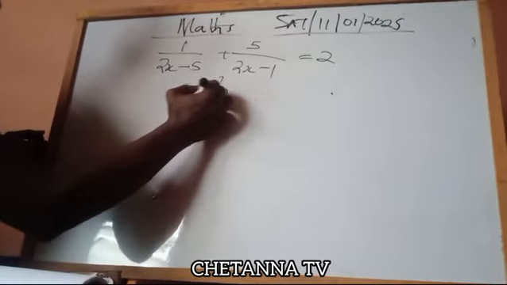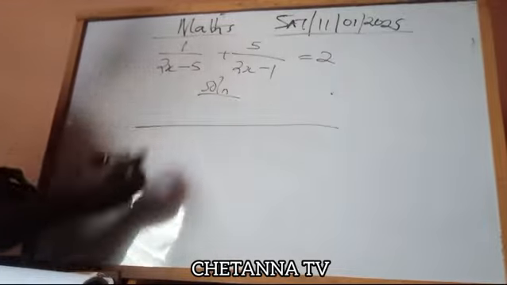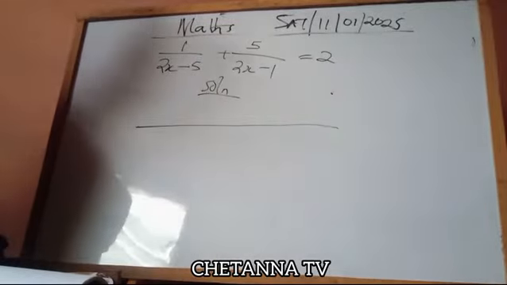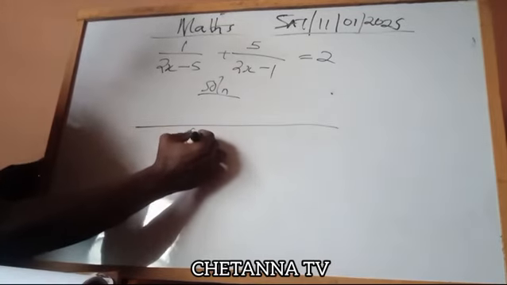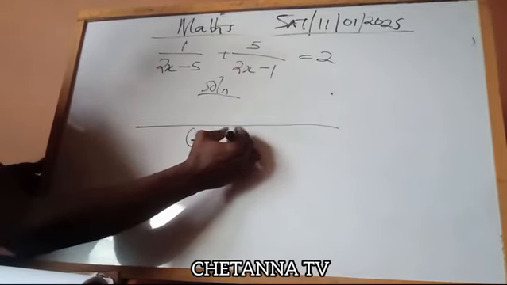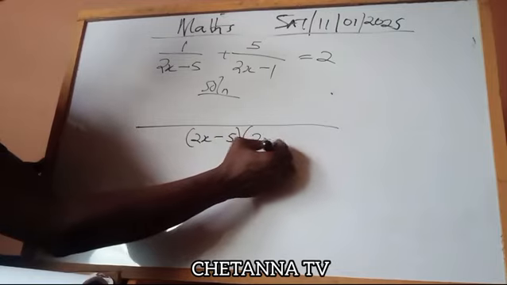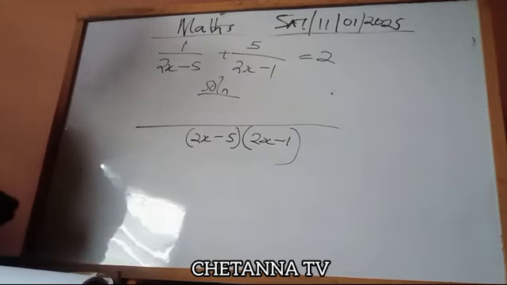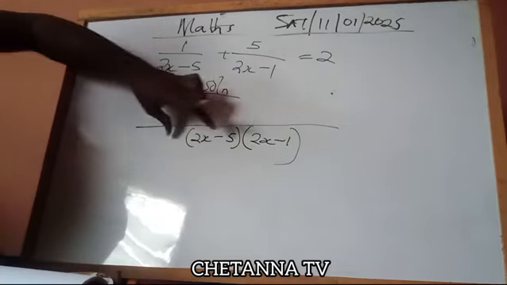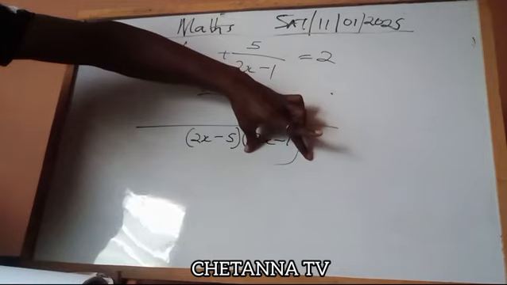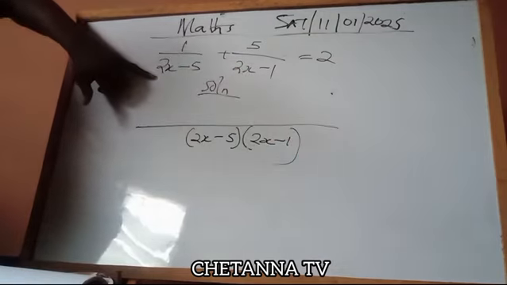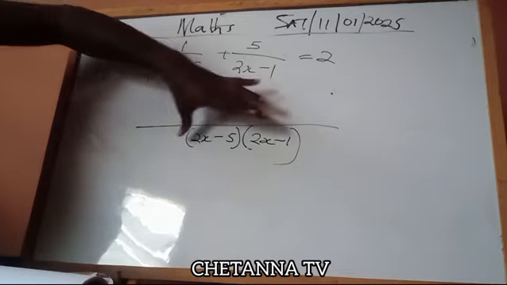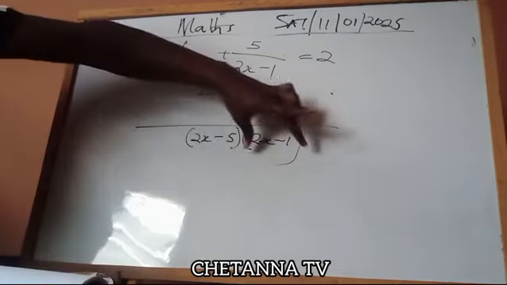Solution. The only LCM available here is that this must multiply this. Am I communicating? So we have 2s minus 5. That's the only available LCM now. So what we do is this. This divides this, this will remain. 2x minus 5 divides these two of them. This will go, this will remain.